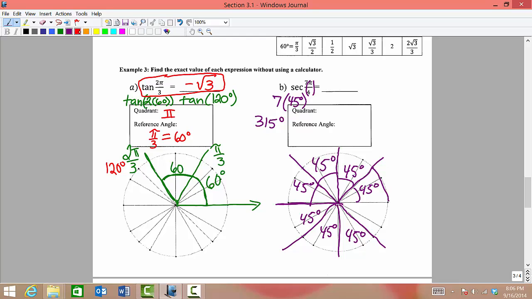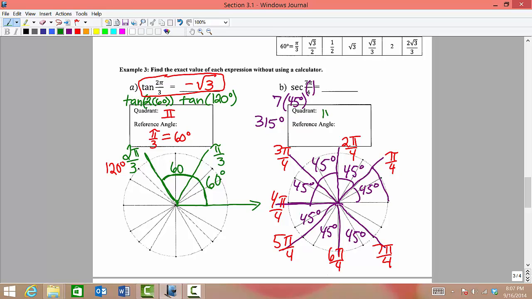Another way that we can think about this is in terms of radians. We could say that this is 1 pi over 4, 2 pi over 4s, 3 pi over 4s, 4 pi over 4s, 5 pi over 4s, 6 pi over 4s, and then here we hit 7 pi over 4s. There's a couple of different ways that we can count all the way around. But that's the same thing as 315 degrees.